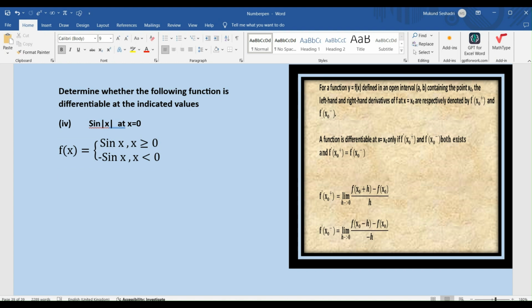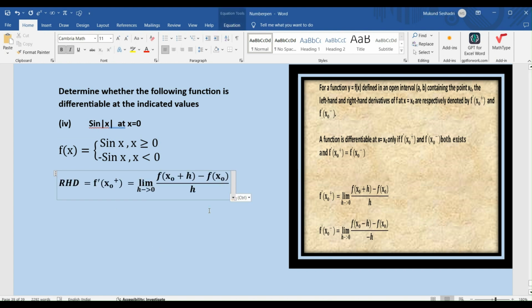So we will be starting off with our RHD. Let's write that down. Our RHD, which is our right-hand derivative, is f dashed of x naught plus, equals limit h tending to 0, f of x naught plus h minus f of x naught divided by h. In this case, our x naught is 0, so I can substitute wherever I have x naught with a 0 first before proceeding to the next step. This is what I have.